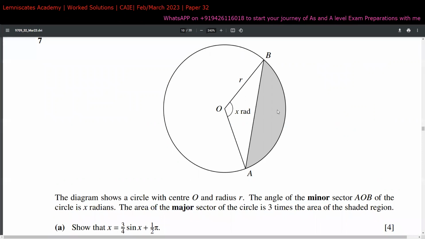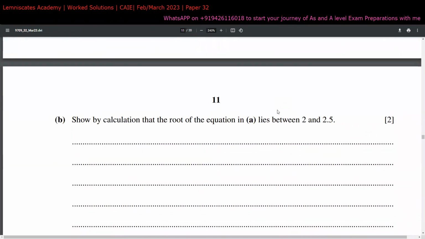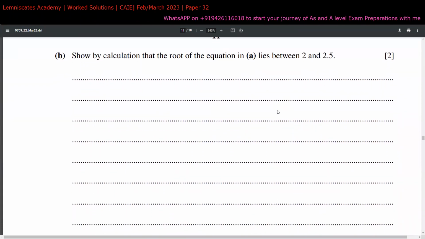And if I scroll down, we are asked to show by calculation that the root of the equation that we got in part A, which is nothing but x equals 3/4 sin(x + π/2), lies between 2 and 2.5. So what happens over here is we try to convert everything onto one side, and say that this is nothing but your f(x). So this thing can be written as 3/4 sin(x + π/2) minus x is equal to 0.